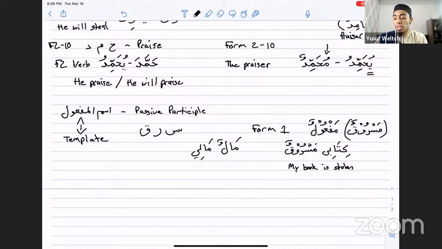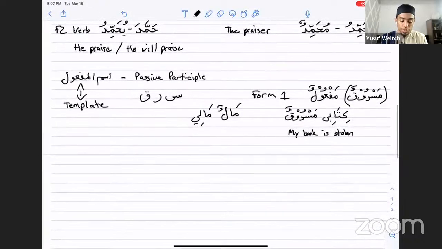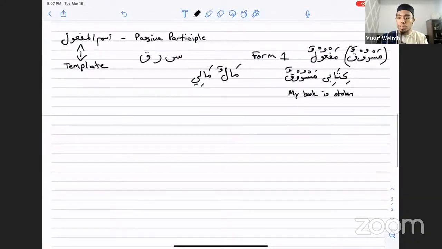So here, in this example, kitabi masruq. My book is stolen. Is the book doing an action? Or is there anyone mentioned here who is the actual thief? No. So the action of stealing passively affected the book. The book is not the thief. You can see how it's passive. Is stolen, there's no mention of a person, and even the fact that we mention 'is' is only because we have to, not because there's a verb there.